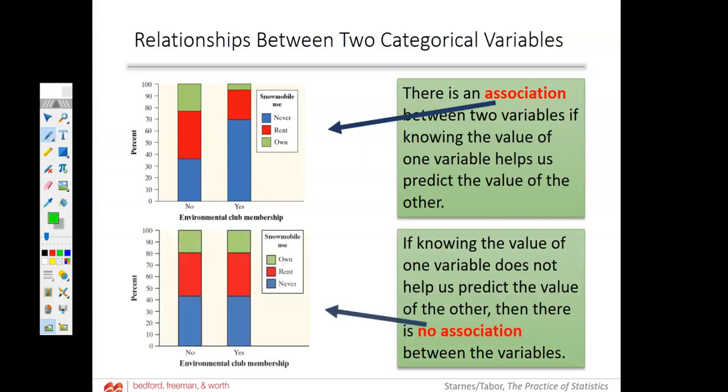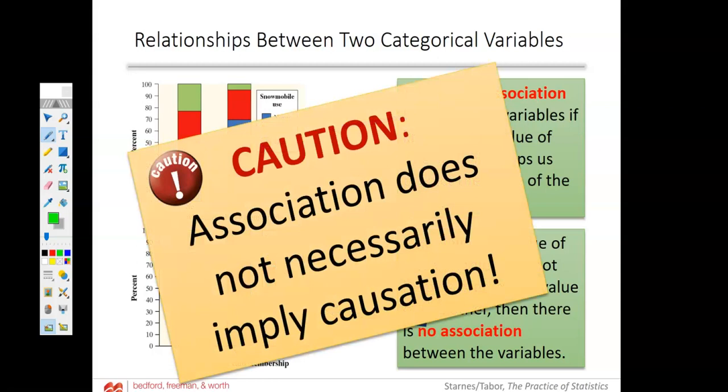Here, there is no association. Knowing whether you're in the environmental club or not, if this was the data, it doesn't really give me a leg up. I don't really know if you own, rent, or never. It doesn't seem to make a difference whether you're in the club or not. So that would be no association there. An association does not imply causation. That's actually true.